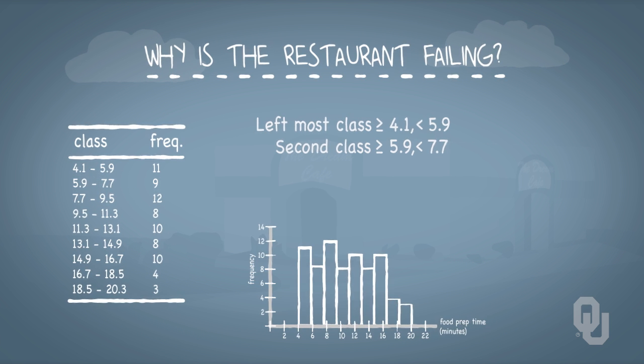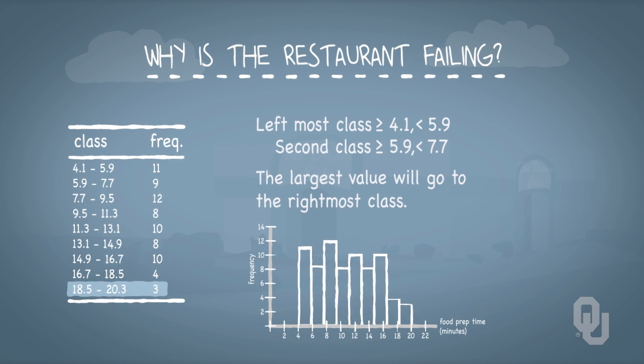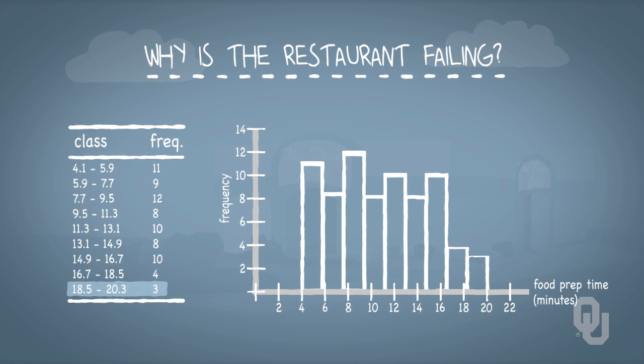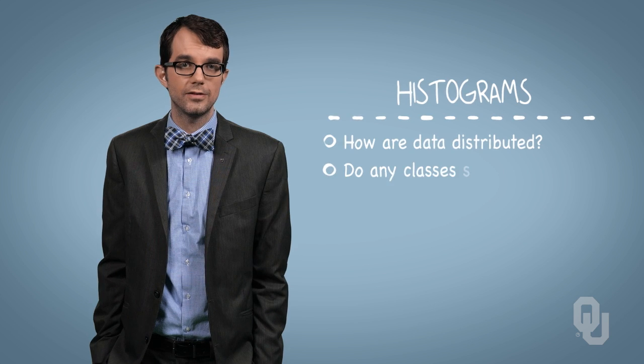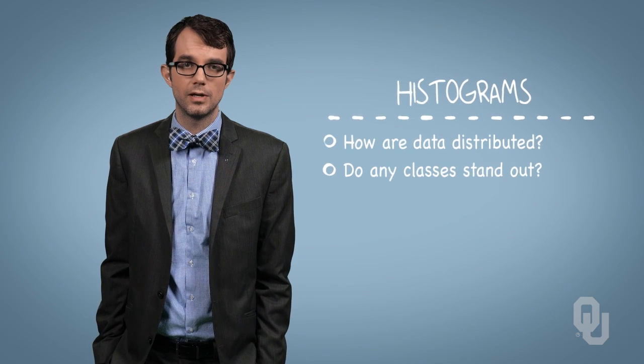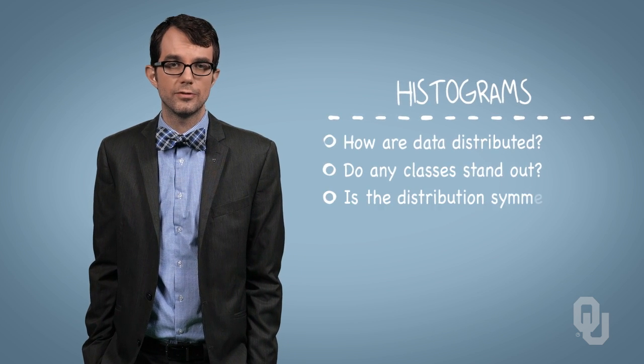Naturally, all the observations we collected have to be accounted for, so we'll have to make an exception for the largest value in this case, and make sure it's in the rightmost class. Note that we could label the vertical axis with either frequency or with relative frequency. What do histograms tell us? Generally speaking, they tell us how data are distributed. Is there one particular class that stands out as being more frequent? Is the distribution symmetric?